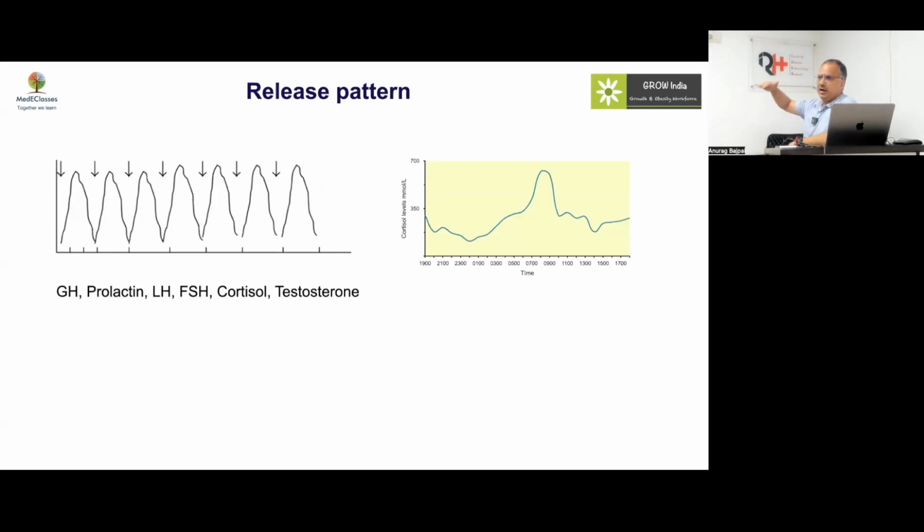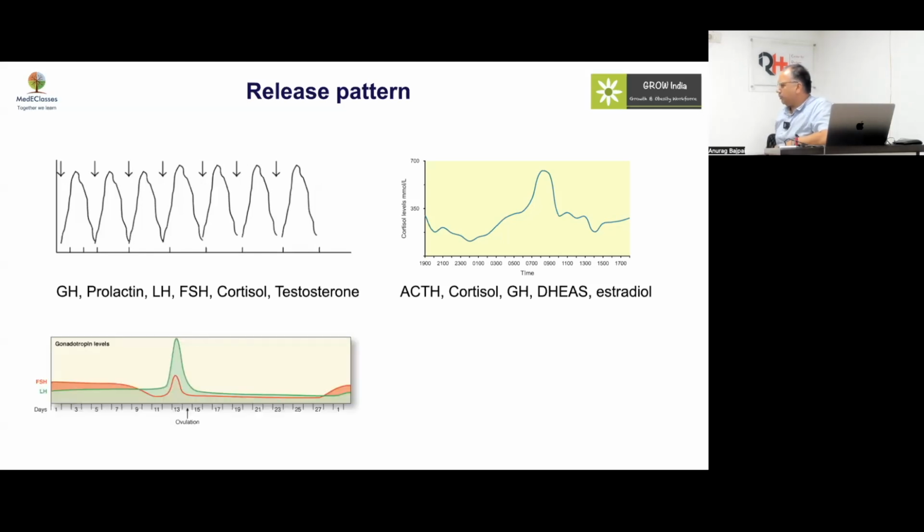You may have a diurnal variation. One of the major axes in which you have diurnal variation is the hypothalamic pituitary adrenal axis, in which there is a lot of variation, and this forms the basis of evaluation, which we'll discuss subsequently.